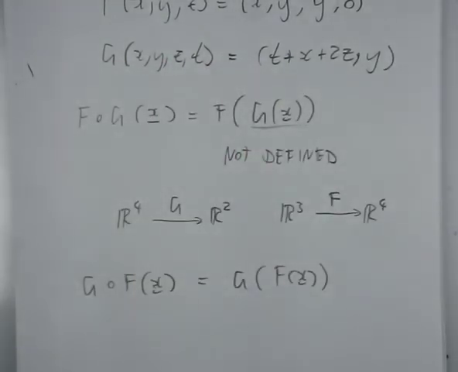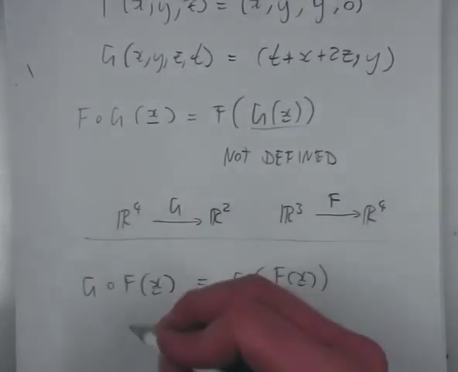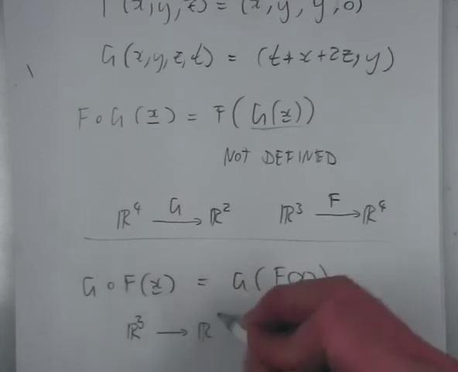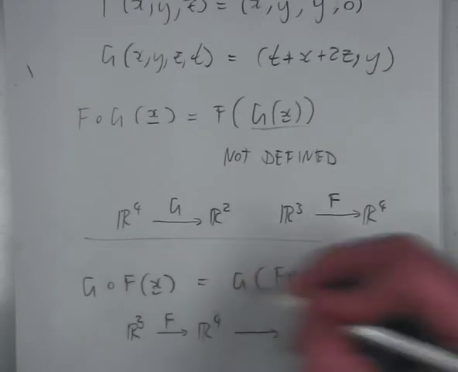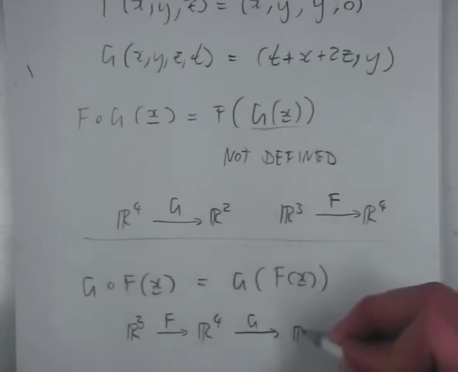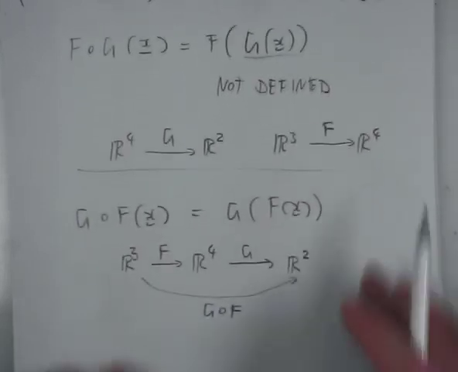Okay? So this function therefore is we start in R3 and we go to R4 and that's f, and then we do G and it ends up in R2. And so G of f goes directly from R3 to R2. Okay?